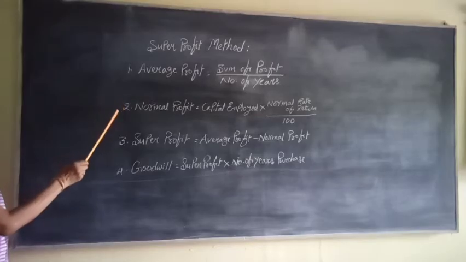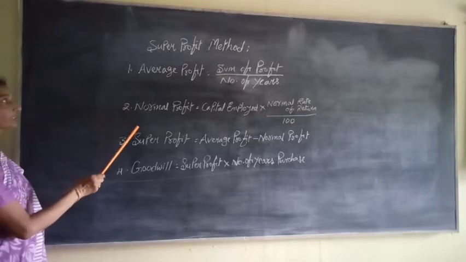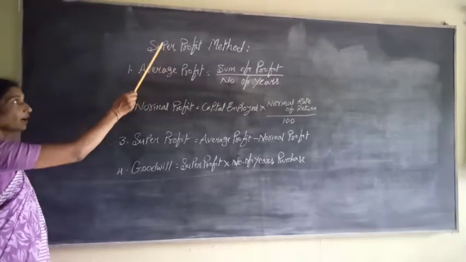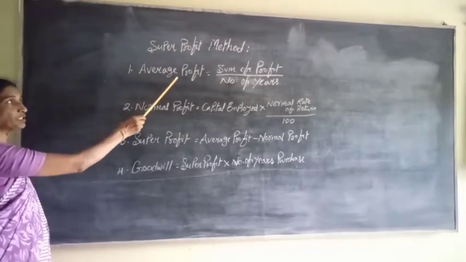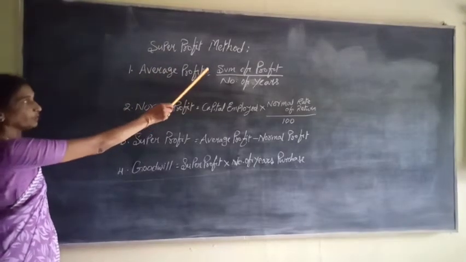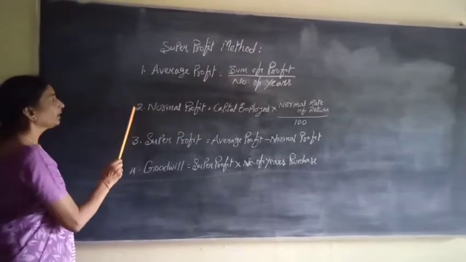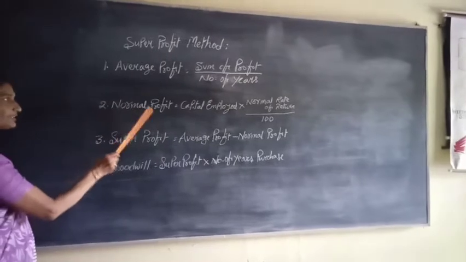Good morning, children. The next method to calculate or to value the goodwill of the firm is the super profit method. Under this method, first of all, average profit is calculated. Average profit is equal to sum of profit upon number of years. And then normal profit is calculated.